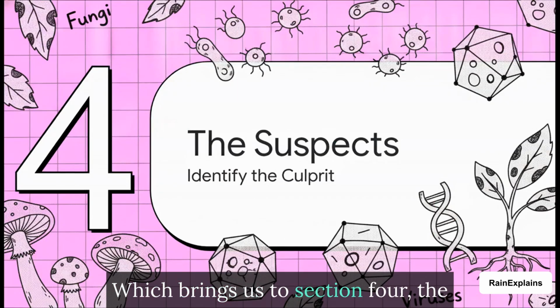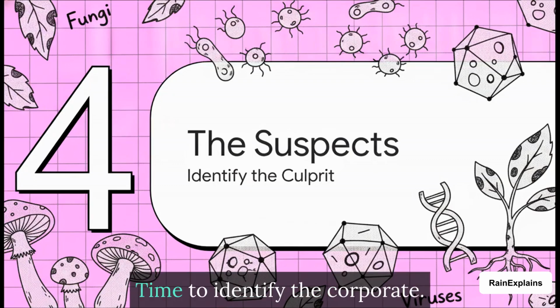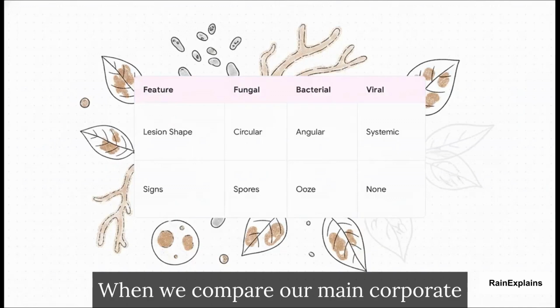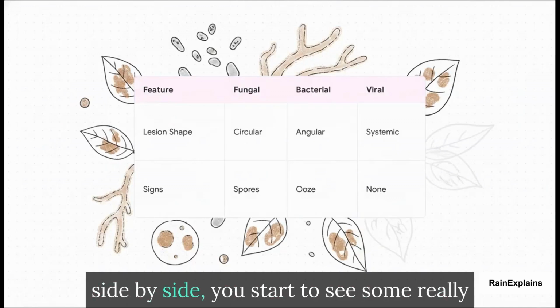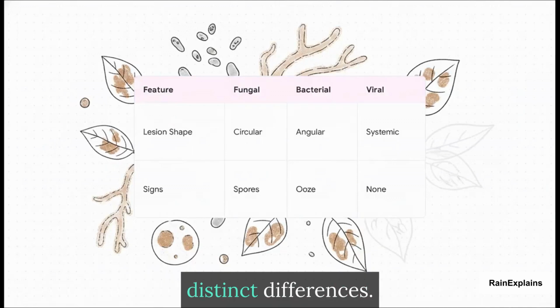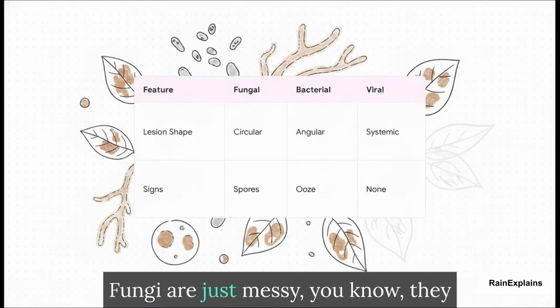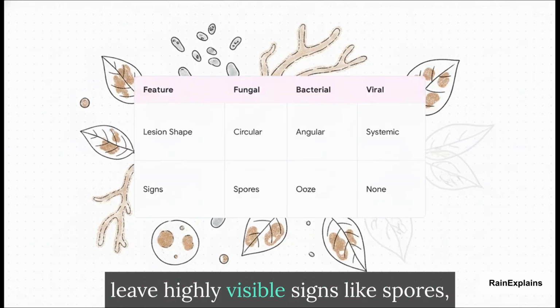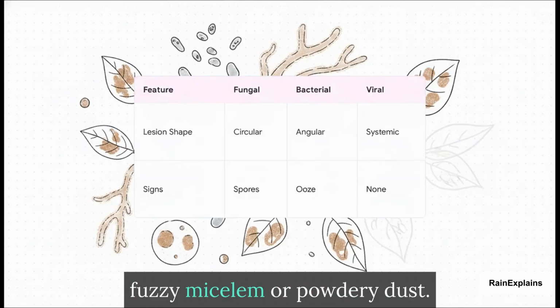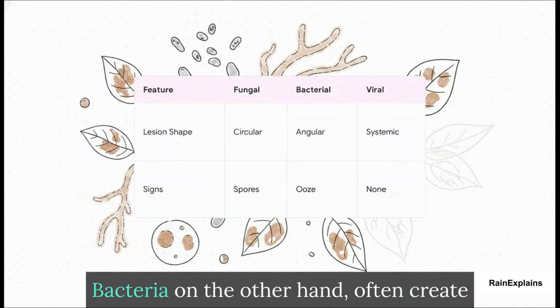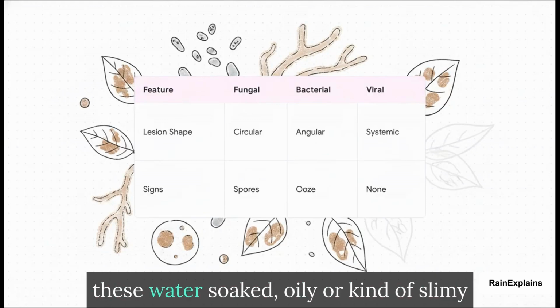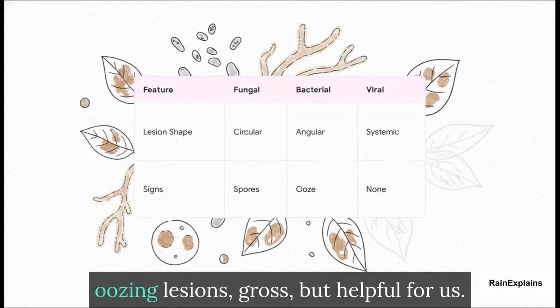Which brings us to Section 4, the suspects. Time to identify the culprit. When we compare our main culprits side by side, you start to see some really distinct differences. Fungi are just messy. They leave highly visible signs like spores, fuzzy mycelium, or powdery dust. Bacteria, on the other hand, often create these water-soaked, oily, or kind of slimy, oozing lesions. Gross, but helpful for us.